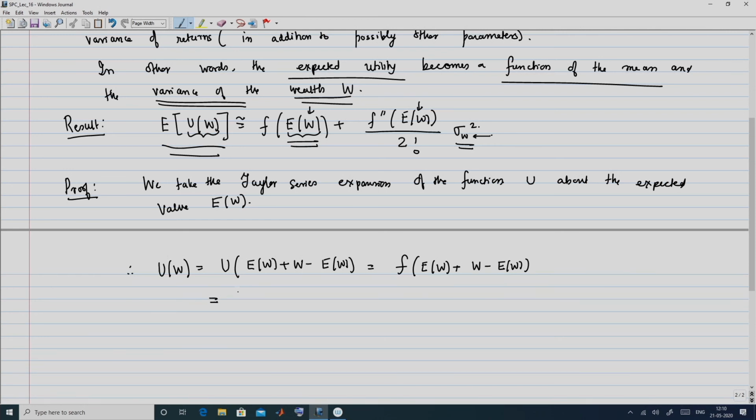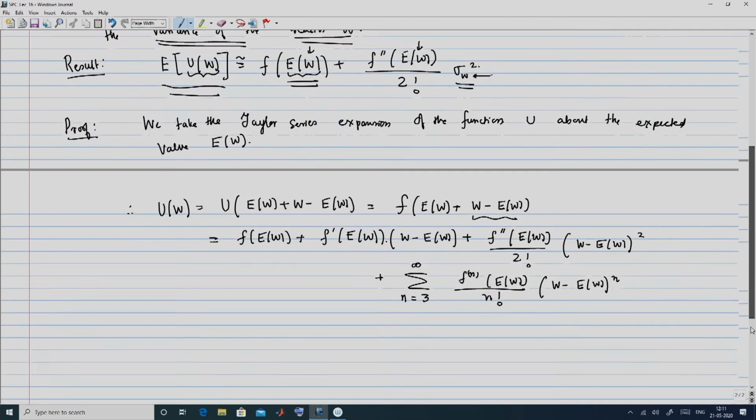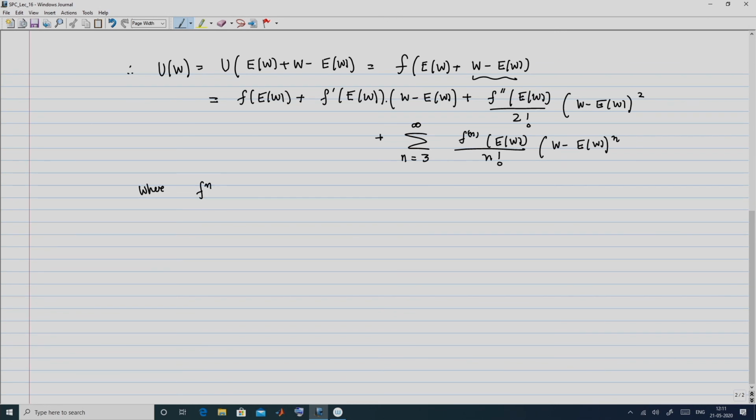And now we do the Taylor series expansion. So, this is going to be f of E of W plus f prime of E of W into W minus E of W, plus the third term will be f double prime of E of W over 2 factorial into W minus E of W whole square, and then I have the remaining terms, the nth derivative of E of W over n factorial into W minus E of W raised to n, for n equal to 3 to infinity. Here I specify that f n is the nth derivative function.